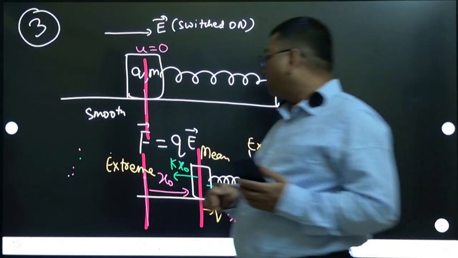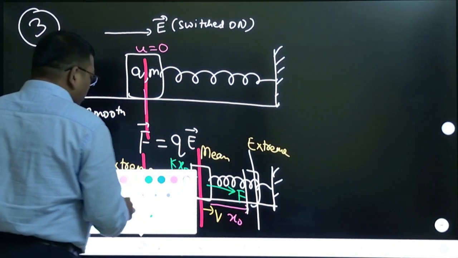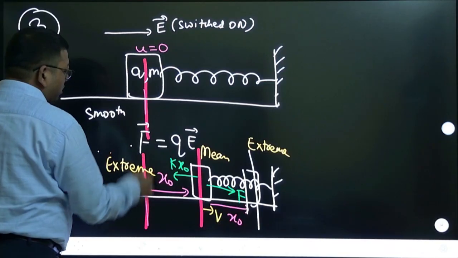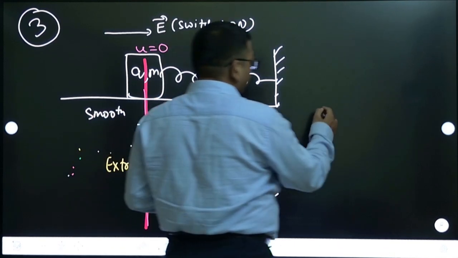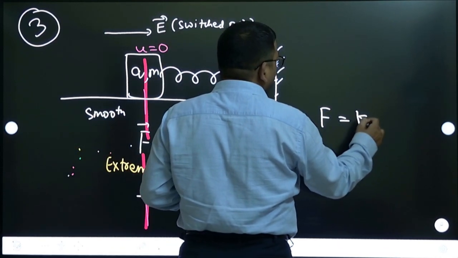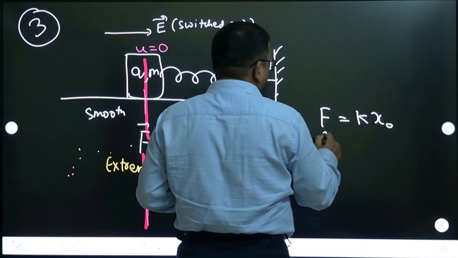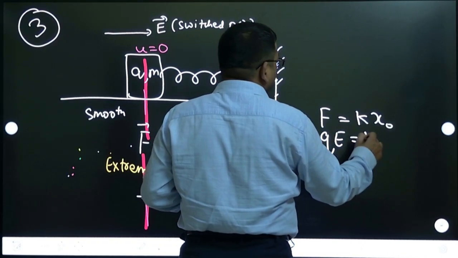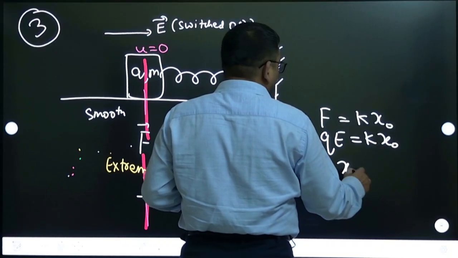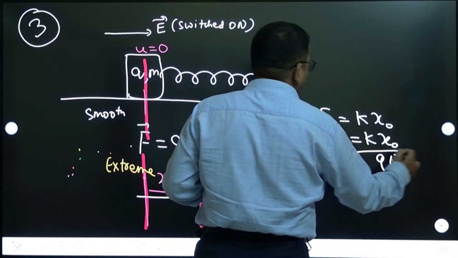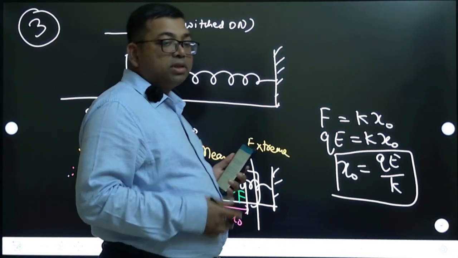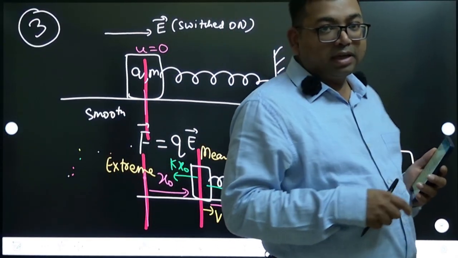And what is the mean position? If they ask what is the mean position or what is the amplitude, then from the original position to here, this distance, you have to balance the forces. The electrostatic force qE is equal to the spring force kx naught. So that amplitude is qE by k. So the mean position has shifted, but the frequency has not changed.